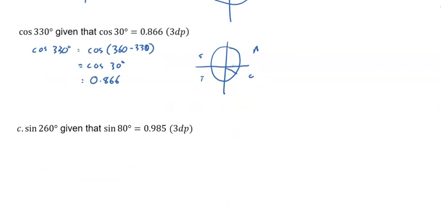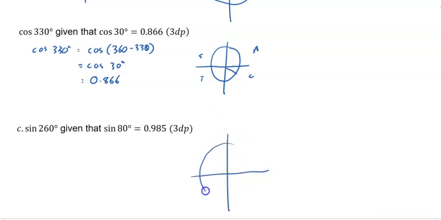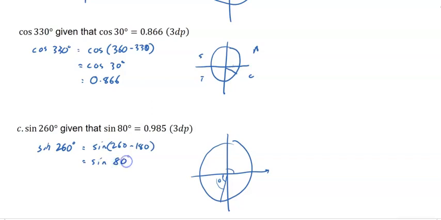Sine 260 degrees, given that sine 80 degrees equals this. So again, we're drawing in our unit circle. 260 degrees, we're starting at the x-axis and going around to 260, which is about there. We're saying, okay, I want to find this reference angle here. So that's going to be sine 260 degrees equals, if we subtract 180 from the whole thing, we'll get this thing here. So sine 260 minus 180, which is sine 80 degrees.